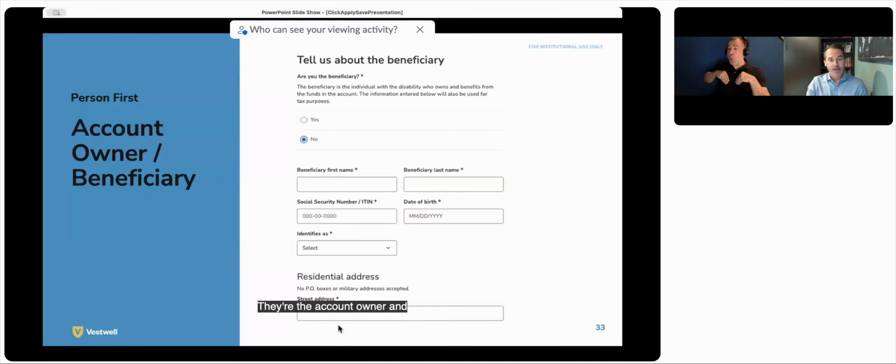So we first ask about them, whether it's them enrolling for the ABLE account, we'll ask them there, or if it's somebody that's opening it for them, the first thing we're going to do is ask about the beneficiary, the account owner, and they're going to enter their information. Next slide, please.